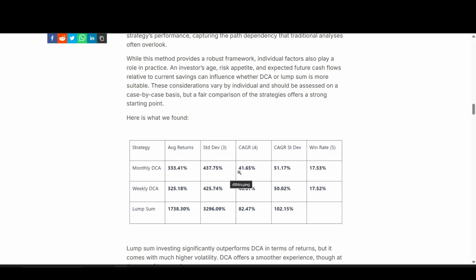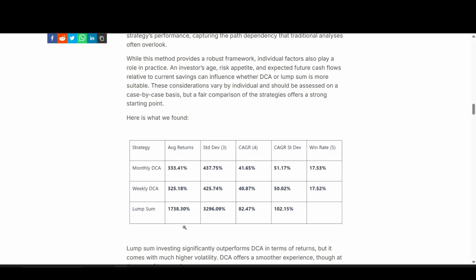And then we've explained what the CAGR rate is. There's a whole video about that on my channel, so please go check that out. And again, the volatility of that CAGR rate, 50% on a 41% CAGR rate. So your win rate is key, 17.53%. Similarly to weekly, you can see that the average returns go down, the standard deviation goes down, the CAGR goes down accordingly, but the standard deviation, the volatility of that CAGR, follows suit.